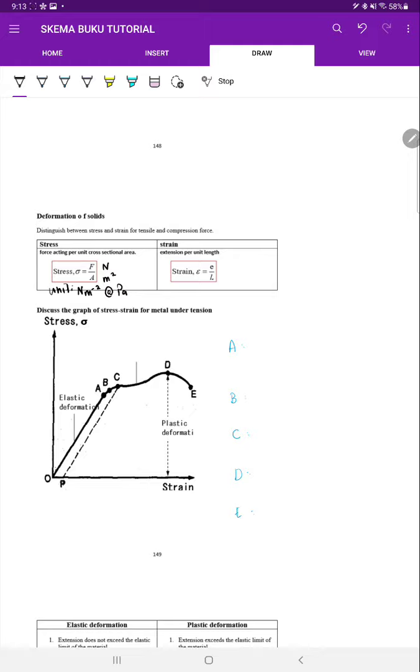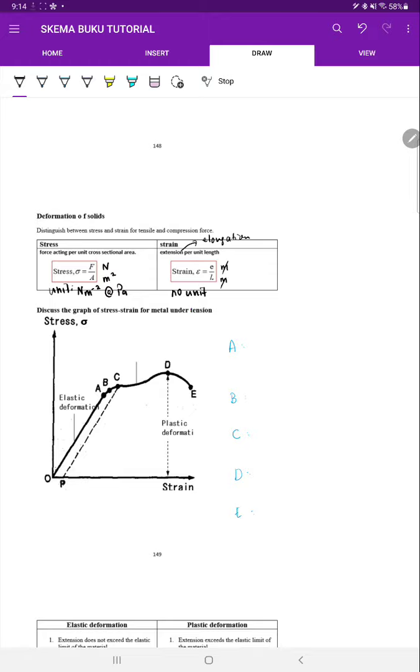Right. And then strain. Strain is defined as extension ataupun elongation, pemanjangan, e per unit length L. Since elongation is in meters and L is length in meters, they cancel out, so strain has no unit.